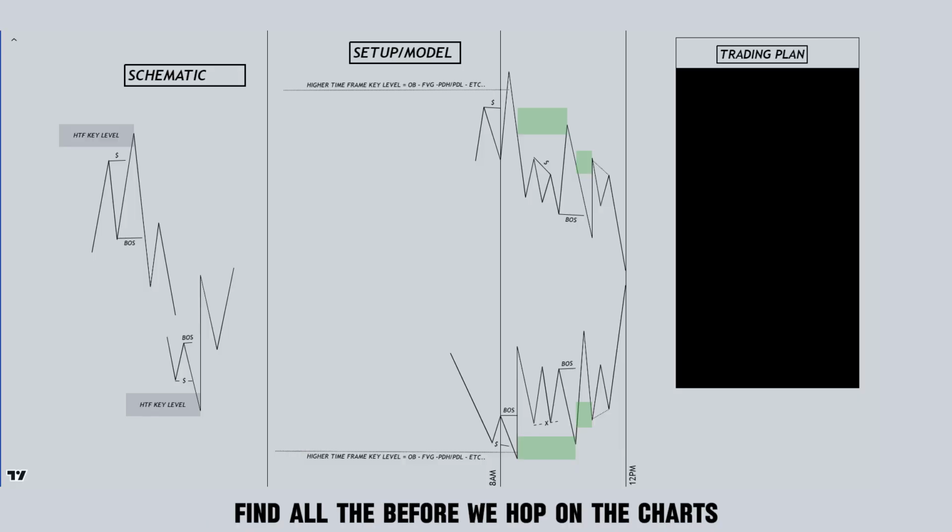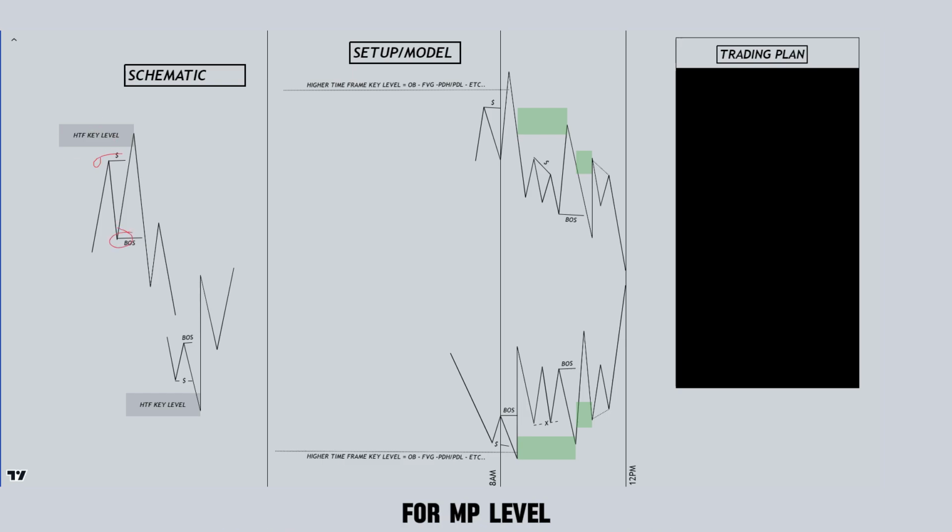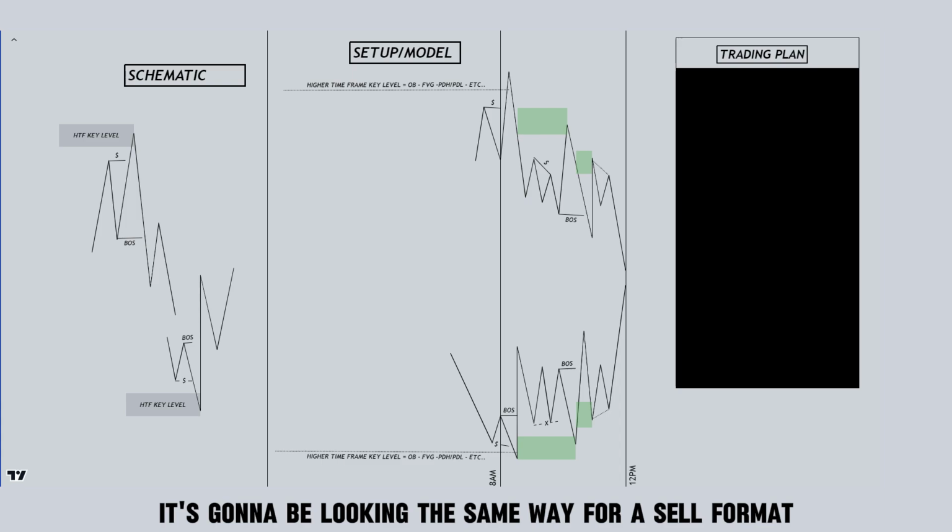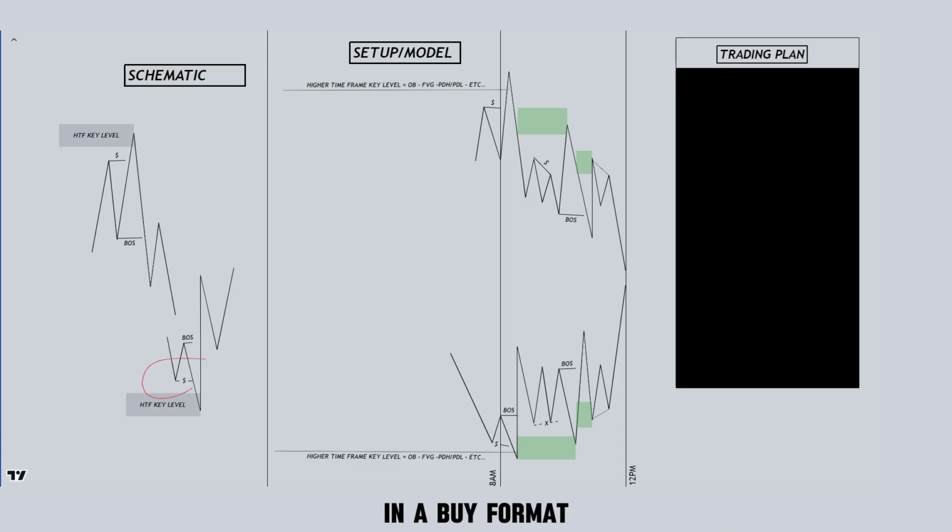Before we hop on the charts, we have to go over our schematic, our setup and model, and our trading plan. So first, to start off with our schematic, we'll just be looking for our simple schematic, our liquidity sweep, and our breakup structure inside of our higher time frame key level. It's going to look the same way for a sell format and a buy format.